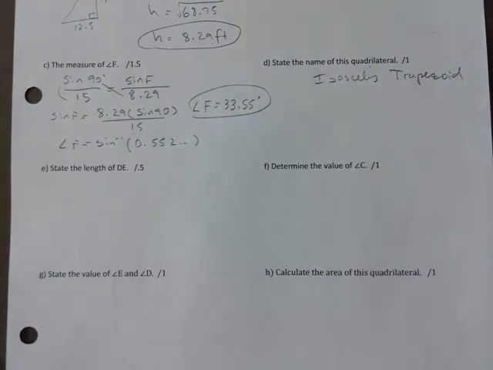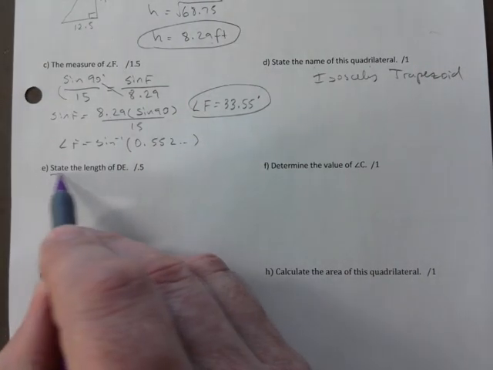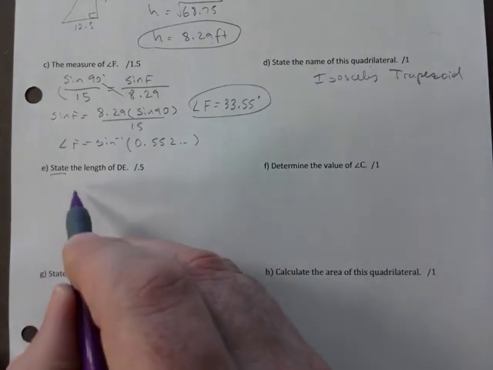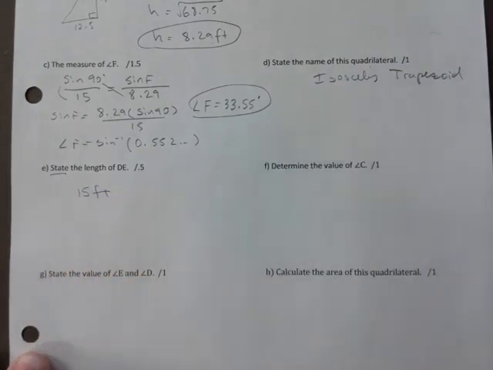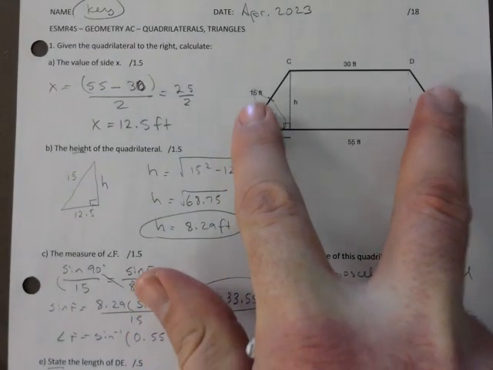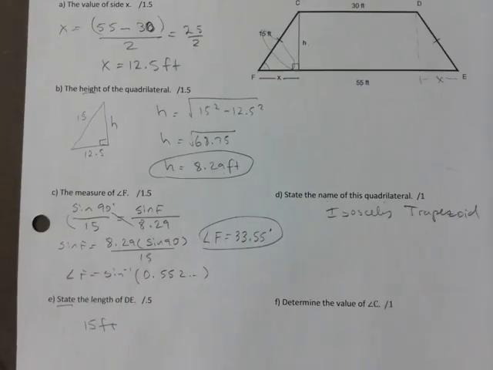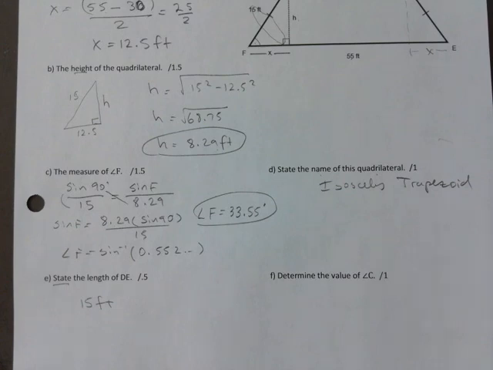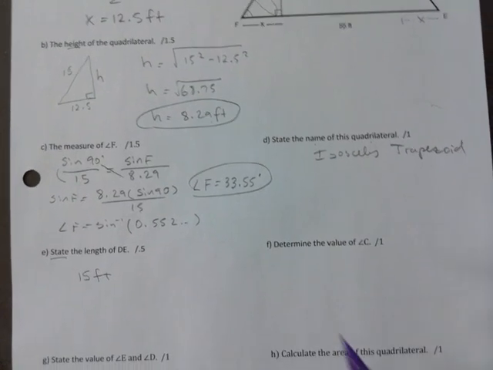Calculate the length of DE. State the length. It doesn't even say calculate, so it's actually 15 feet. Both sides. That's why it's only a half mark, right? But both sides are equal on that. It's an isosceles triangle sliced off, right? The top is cut off.